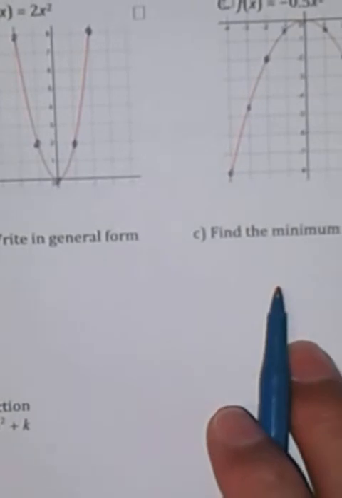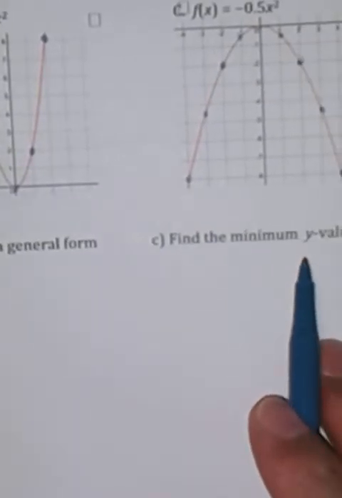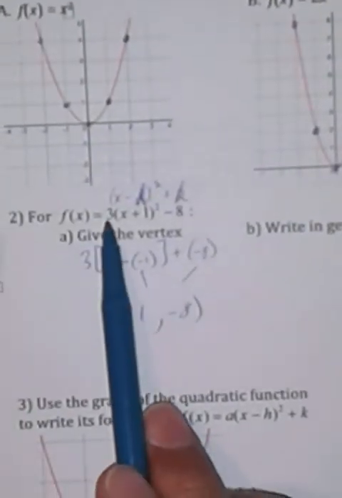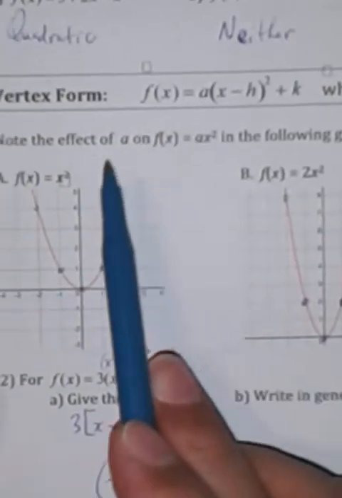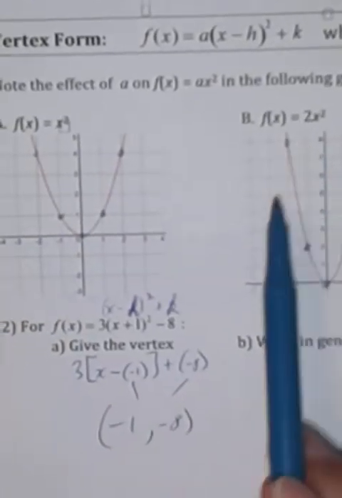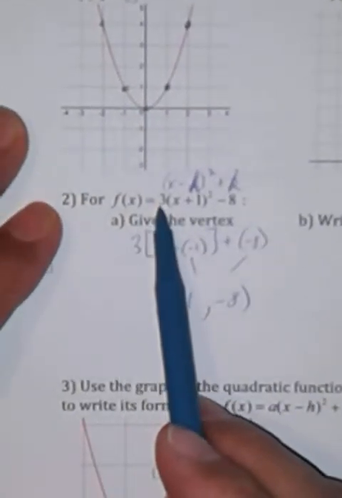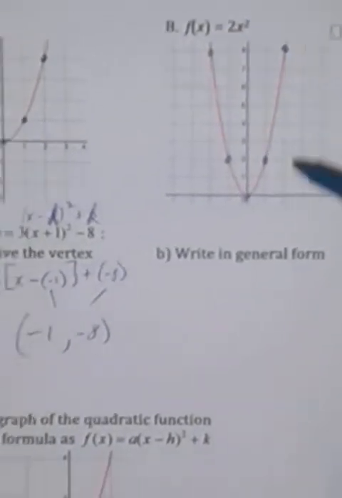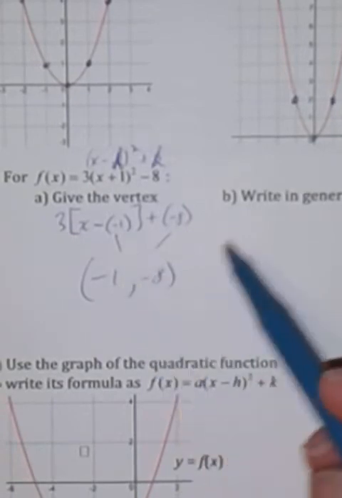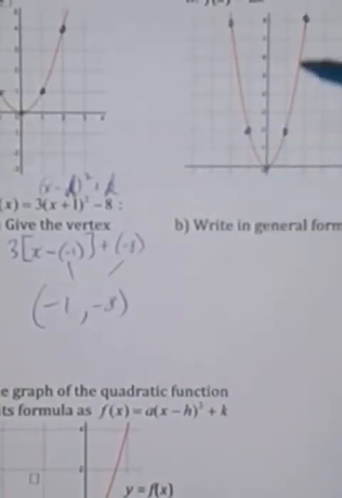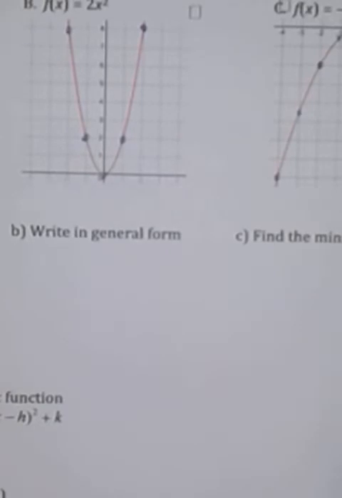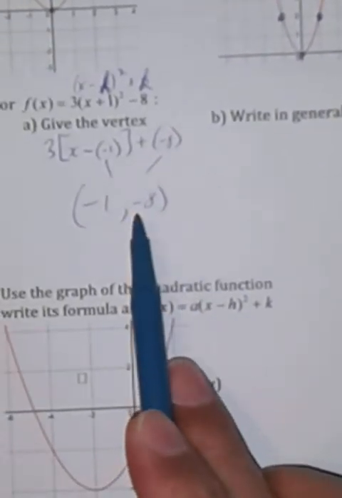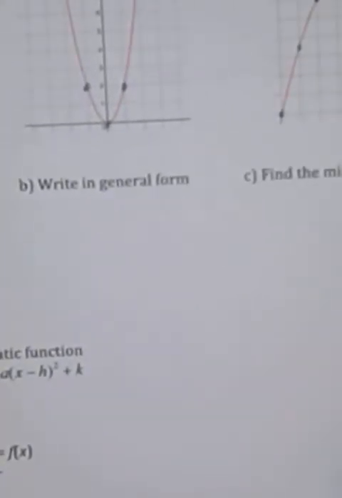All right, let's try C. Find the minimum y value. Now, what does that mean? Well, notice that your parabola, that's A, by the way, that A is the A that would go right there. So that's our A. Our leading coefficient is a 3. That means our parabola is going up that way, and that means that the vertex is down at the bottom. So the minimum y value would be the y value down at the bottom, which would be at the vertex, and it's just the y value. So that would be negative 8.